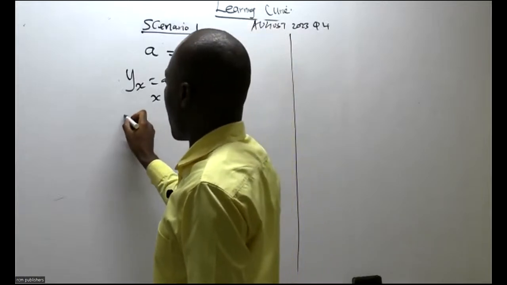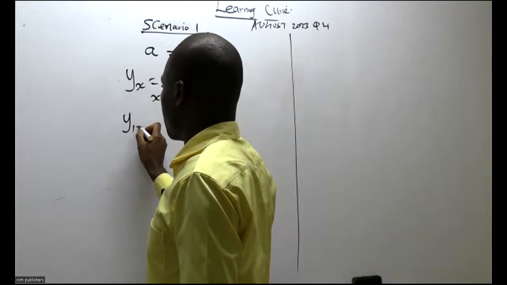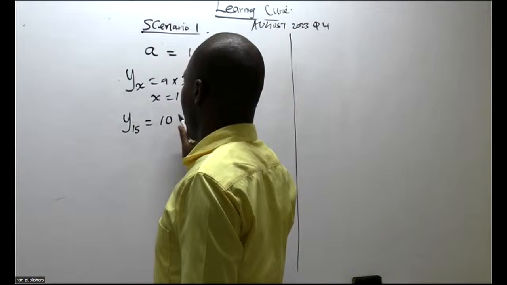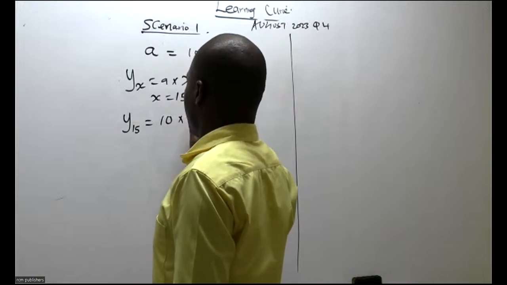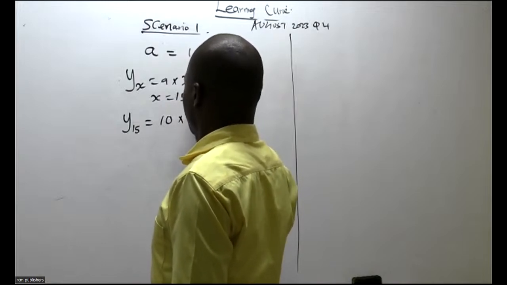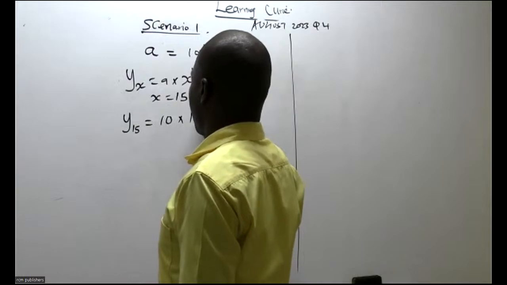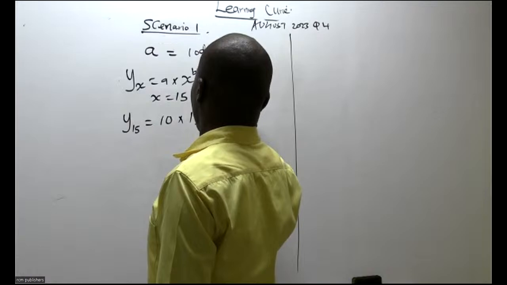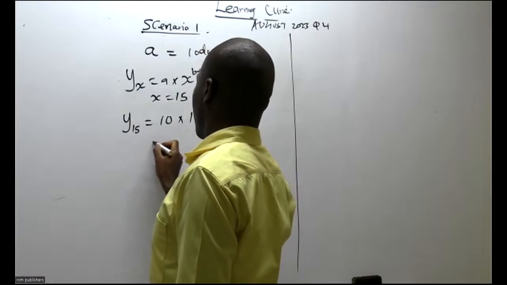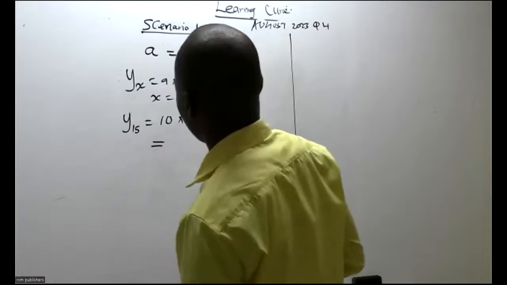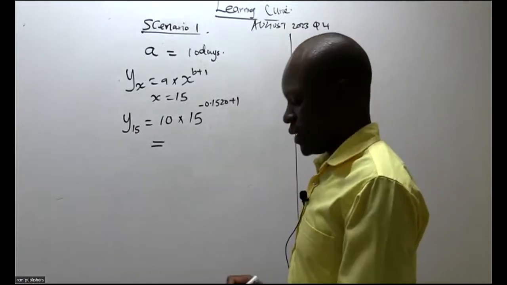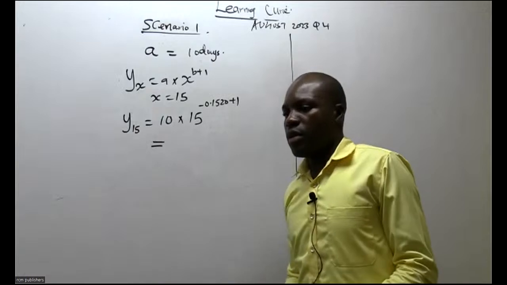So let's take Y, which is 15, equal to A, number of days to produce the first bus, times 15 raised power B plus 1. And our B is negative 0.1520 plus 1. Tukifanya hivyo, how many days do we have? Maybe to 1 decimal place would be okay. Number of days. How many days do we have?